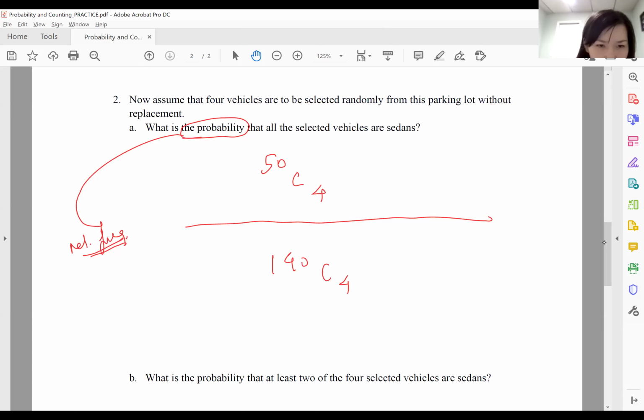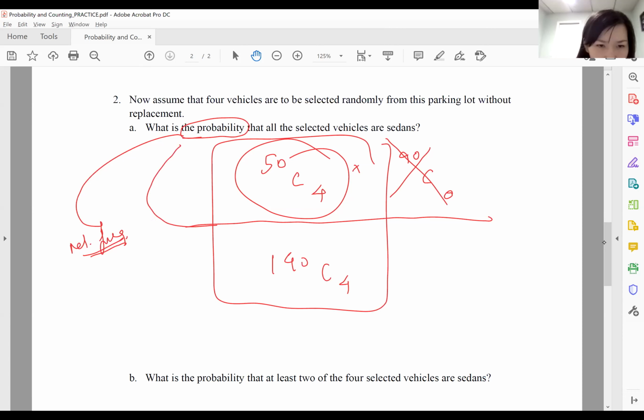And of the remaining vehicles, how many remaining vehicles are there, if 50 are sedans? 90 remaining vehicles, since the total is 140. Of those 90 vehicles, how many will be chosen? 0. And that basically is 1, so you don't even have to include that term. It's just 50C4 over 140C4, and that ratio is the probability that all the selected vehicles will be sedans.